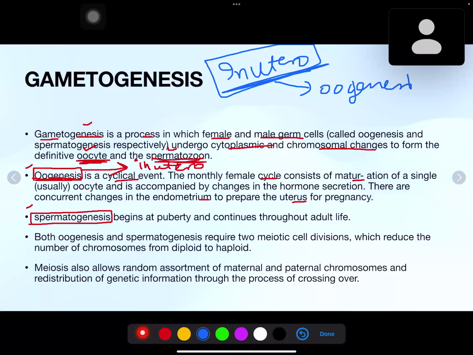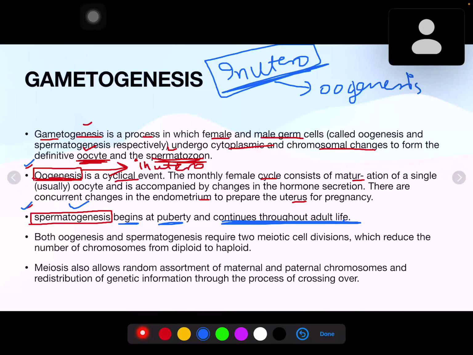Oogenesis, in contrast to the spermatogenesis. Spermatogenesis begins at puberty and it continues throughout life. Okay, so this is a very important difference between these two processes, oogenesis and spermatogenesis.